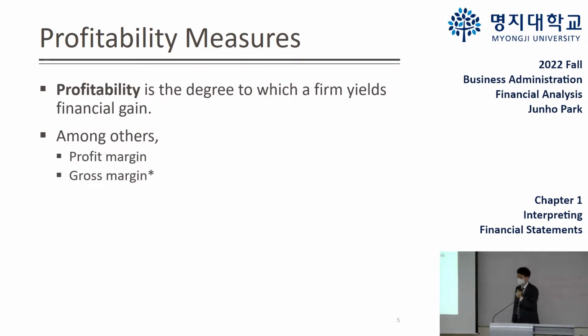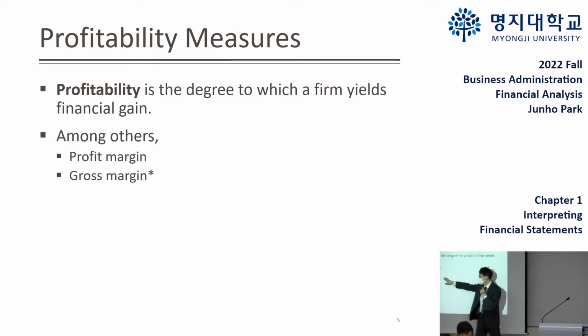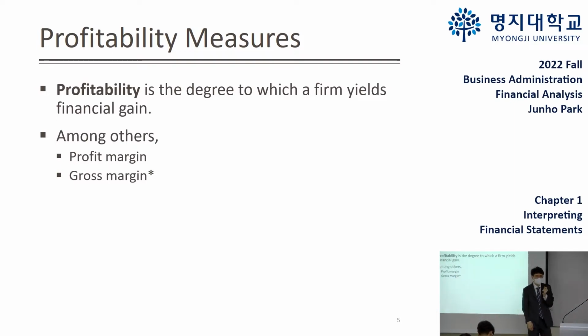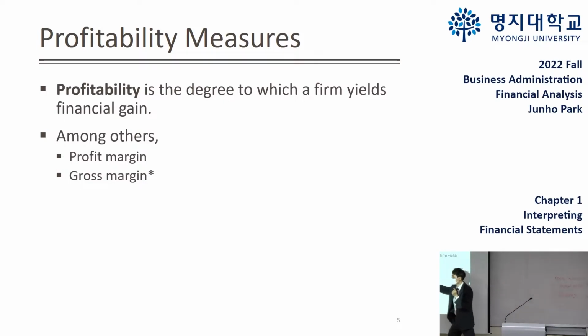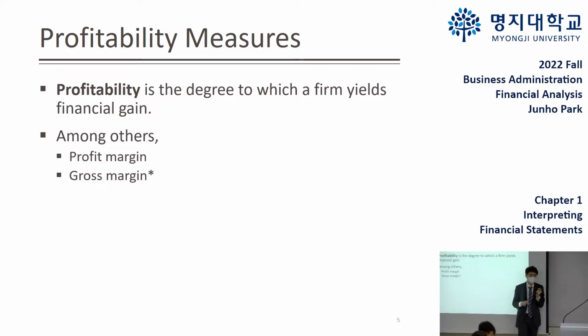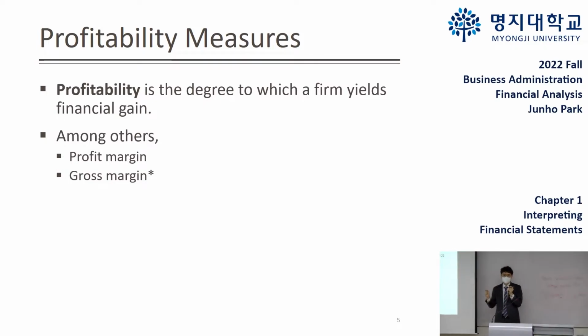Another measure is gross margin, but I have an asterisk here. In this chapter, this kind of asterisk means that I'm not going to directly mention it in this lecture, but it is written in your textbook. So it is relatively not that important compared to the previous one. So I'm just going to skip it, because if we talk about every ratio we have, then we need a ton of time.